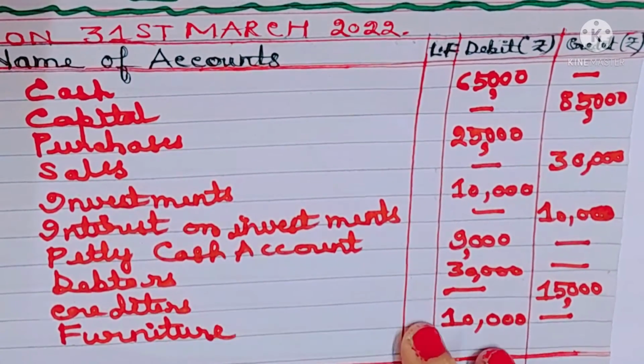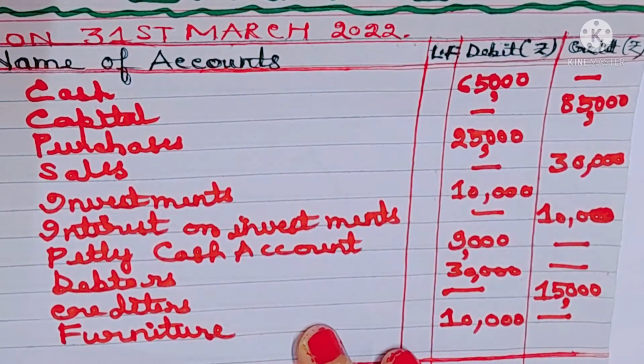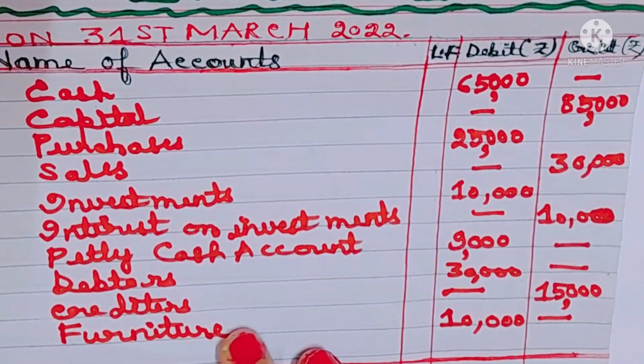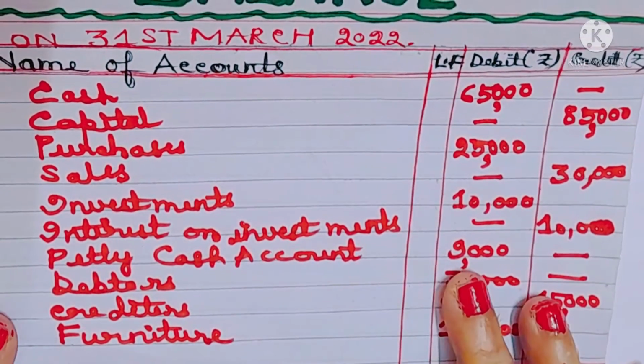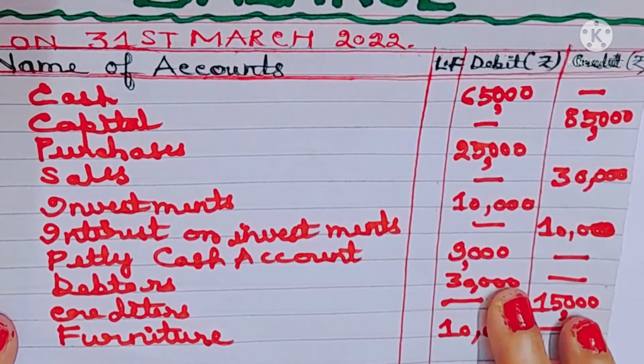Why furniture has a debit balance? Because furniture falls under real account. According to real account, what comes in is debit. Here, when the business purchased furniture, furniture comes into the business. So furniture account will be debited. Understood? Now we have detected all the errors and we have rectified all the errors.